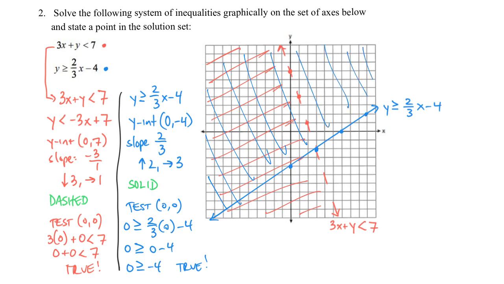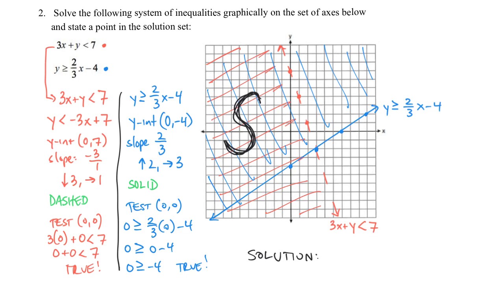Okay? All right, I'm going to label my solution set with a big S. That's where the shadings overlap. There's my big S. And now don't forget to write down a solution. It says state a point in the solution set. So now you could choose any point inside this solution area. Do not choose points that are on the lines. I don't care if it's solid or dashed. Do not choose points that are on the line.